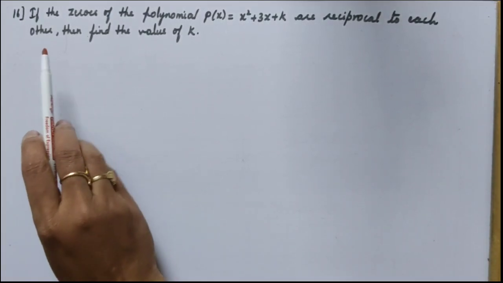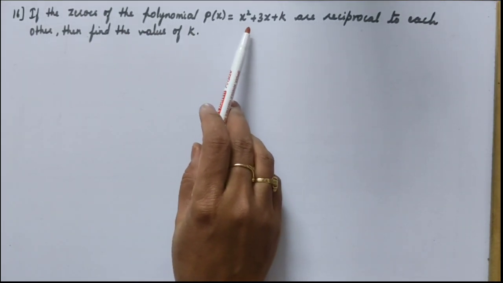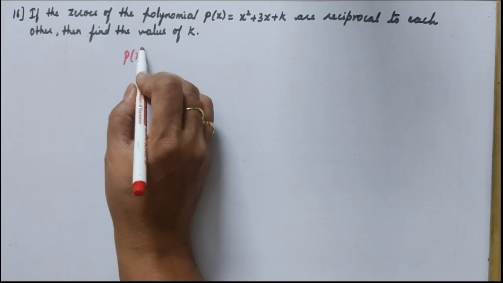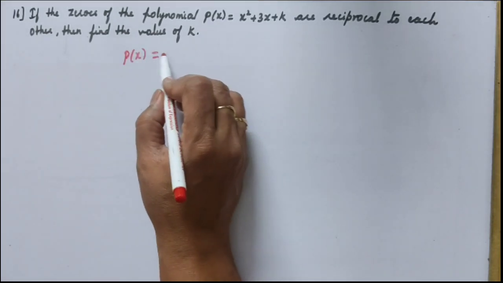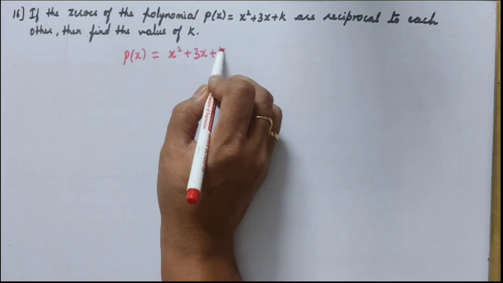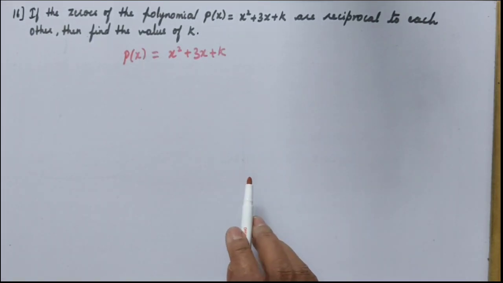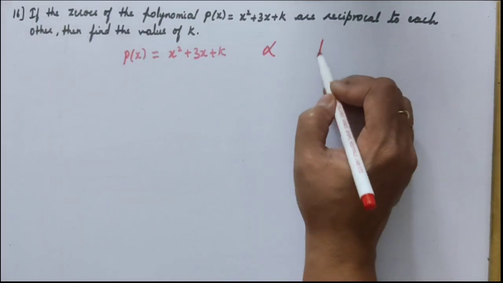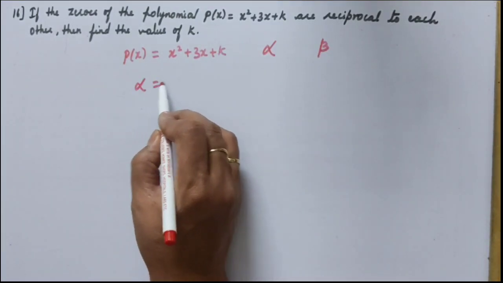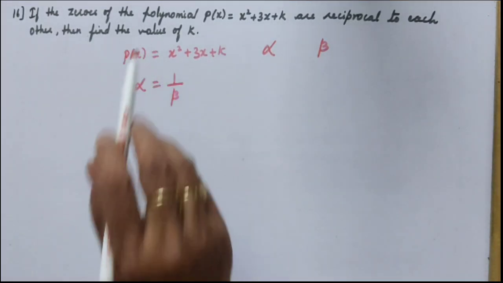Now, this is the 16th question. If the zeros of the polynomial p of x equals x square plus 3x plus k are reciprocal to each other. So we have p of x, a polynomial with the variable x, which is x square plus 3x plus k. Let us say the zeros are alpha and beta. They are reciprocal to each other. Let me say alpha is equal to 1 upon beta. Then find the value of k.